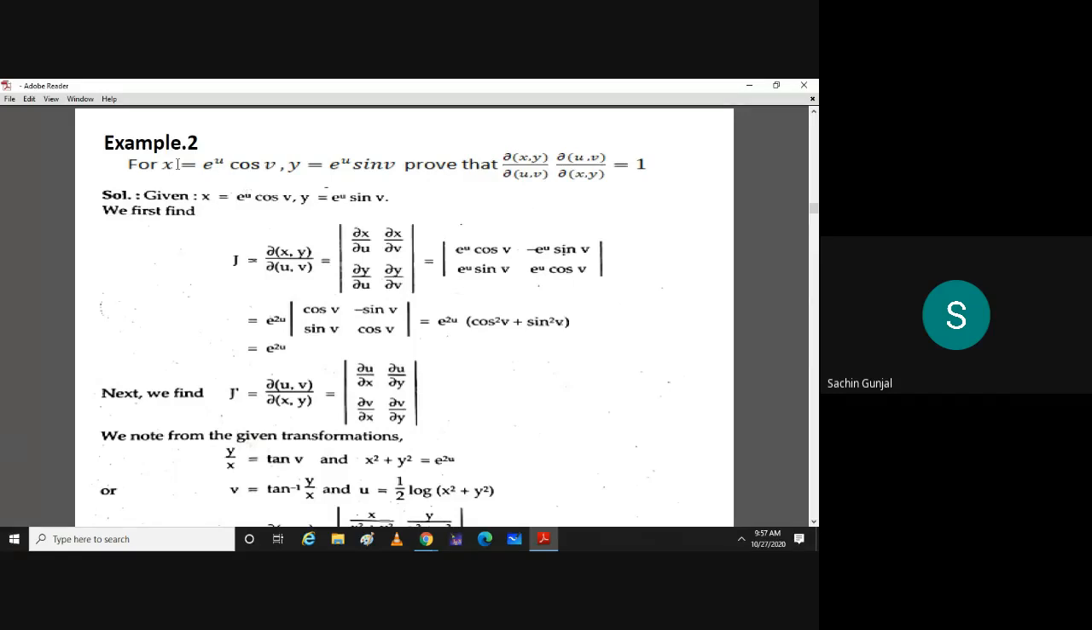Now going to the second problem, x is equal to e raised to u cos v, y is equal to e raised to u sin v. Then again we'll have to prove that j into j dash is 1. Okay, so that is Jacobian of xy with respect to uv and Jacobian of uv with respect to xy. So which Jacobian is easy to calculate out of this Jacobian?